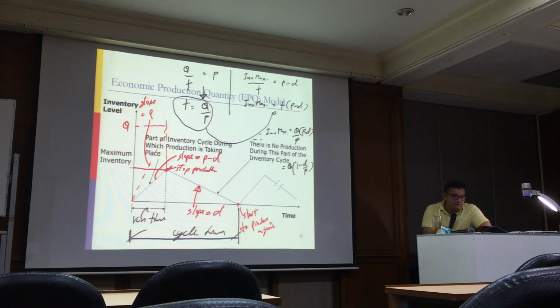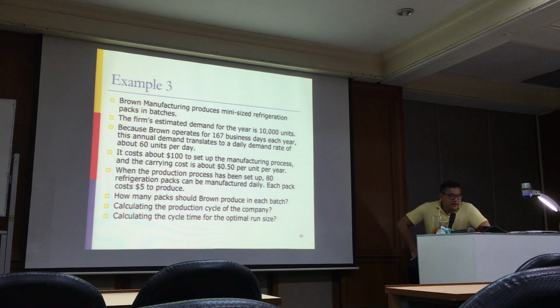I will show you based on this example. We have a company called Brown Manufacturing Company. This company produces many sizes of refrigeration packs in batches. The firm estimated demand for the year is 10,000 units. Because Brown operates for a certain number of days each year, this annual demand translates to a daily demand rate of about 60 units per day. It costs about $100 to set up the manufacturing process, and the carrying cost is about $0.5 per unit per year.